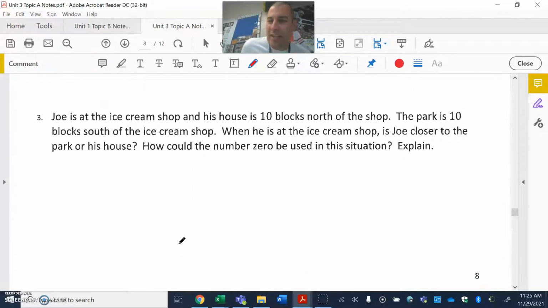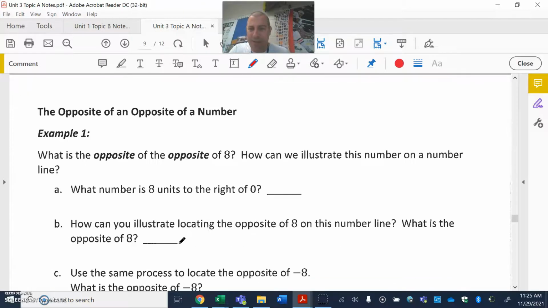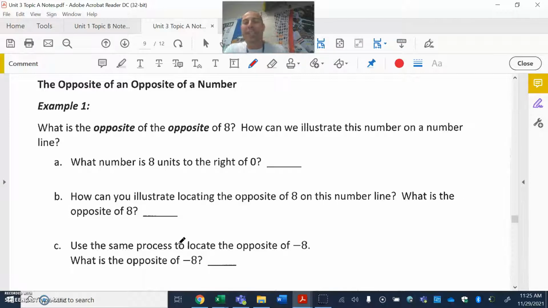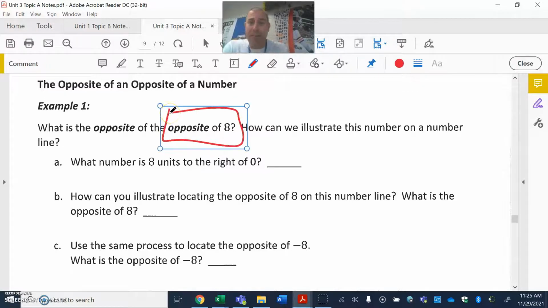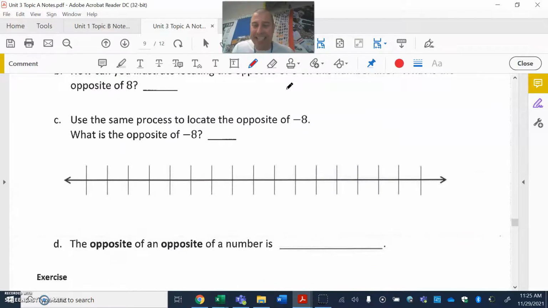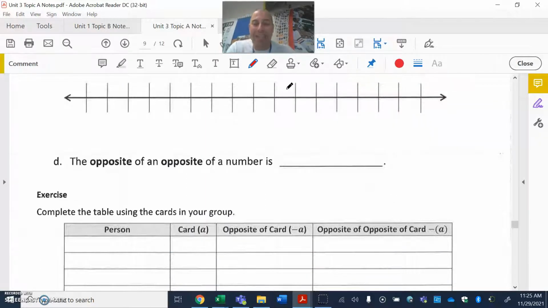So let's see here. Here we go: the opposite of an opposite of a number. All right, so the opposite of the opposite of 8. What they're trying to get you to do is realize what's going on here. If you take the opposite of the opposite, you're right back where you began. So if we say, find the opposite of 8, you're like, well, negative 8. Okay, find the opposite of negative 8. Well, that's 8. It's the exact same thing. So the opposite of an opposite of a number is itself.